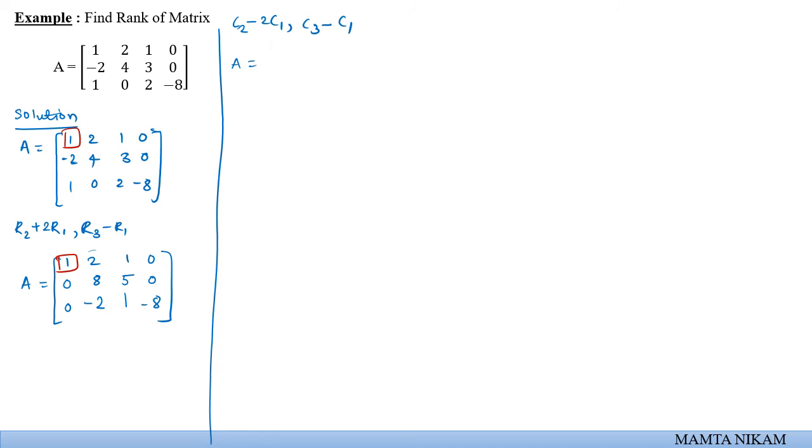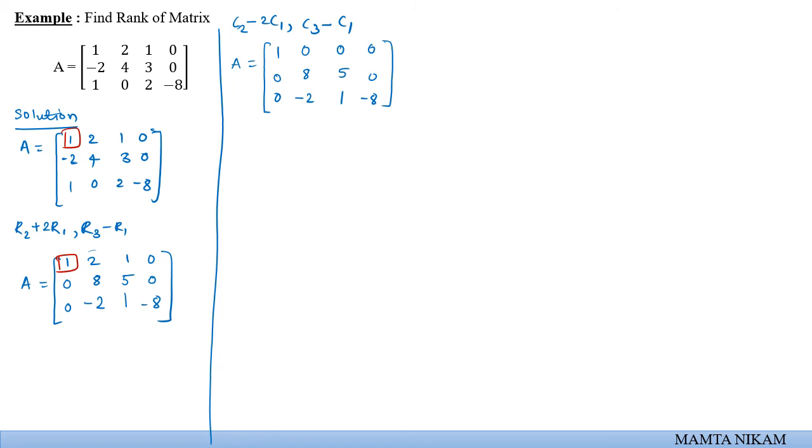So the matrix is now reduced to: first column as it is, 2 minus 2 is 0, 8 minus 0 is 8, -2 minus 0 is -2, then 1 minus 1 is 0, this will be 5 1 0 0, and -8 as it is.